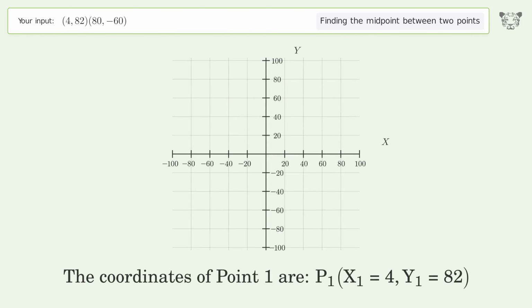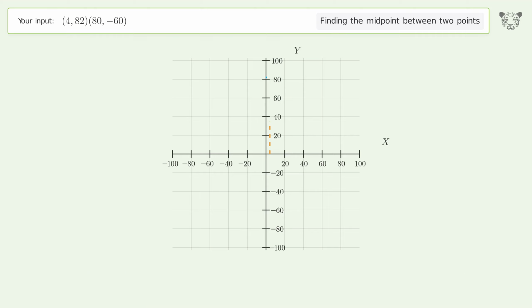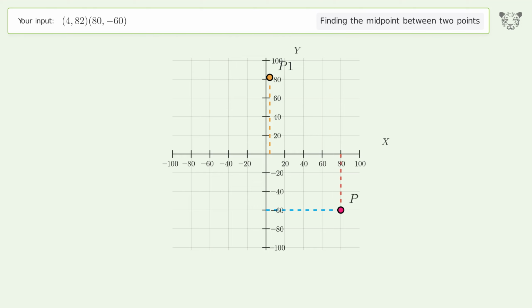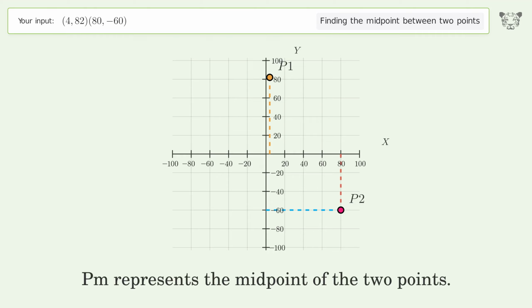The coordinates of point 1 are x1 equals 4, y1 equals 82. The coordinates of point 2 are x2 equals 80, y2 equals -60. PM represents the midpoint of the 2 points.